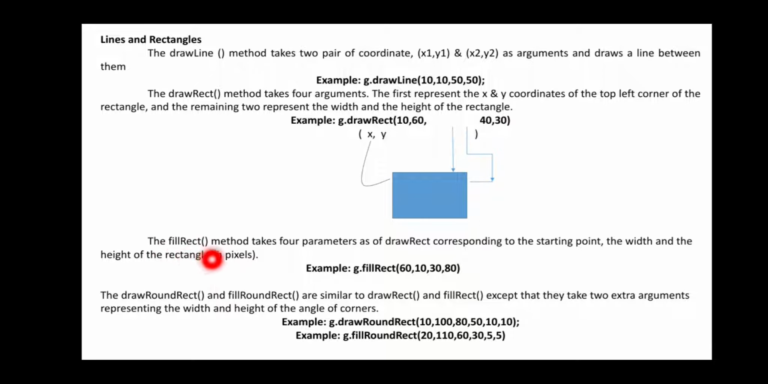The fill rect method takes 4 parameters as in draw rectangle, corresponding to the starting point, the width and the height of the rectangle in pixels. In the graphics classes, everything is taken in the form of pixels. Pixels means small parts of your picture. So g.fillRect(60, 10, 30, 80) means x-axis 60, y-axis 10, width 30 and height 80. You get another rectangle shape.